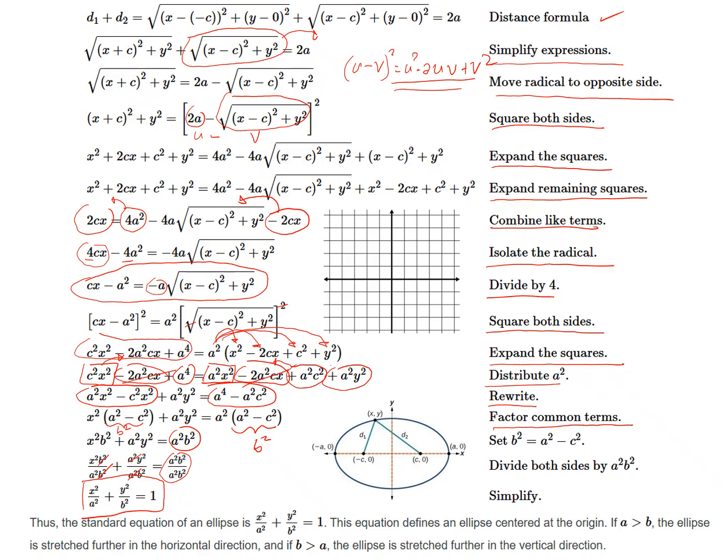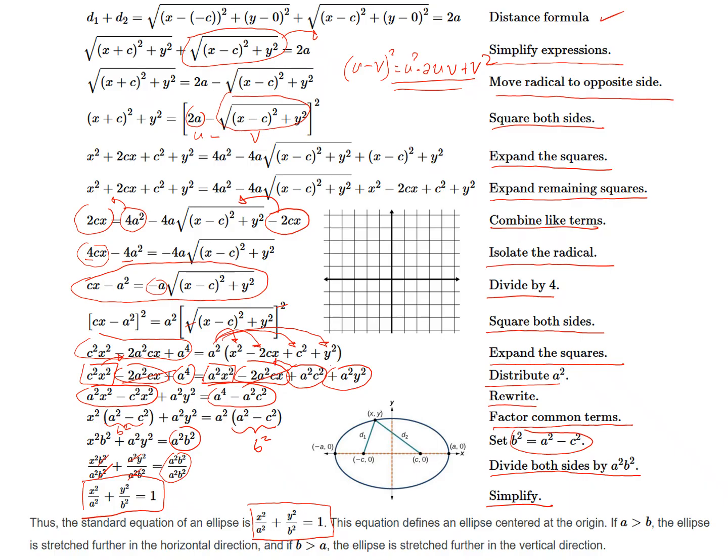So we factor the common terms, then we use this equivalent: b squared equal to e squared minus c squared, and then divide both sides by e squared b squared and simplify. So we got this. Thus, the standard equation of an ellipse is given by this equation: x squared divided by a squared plus y squared divided by b squared equal to 1.